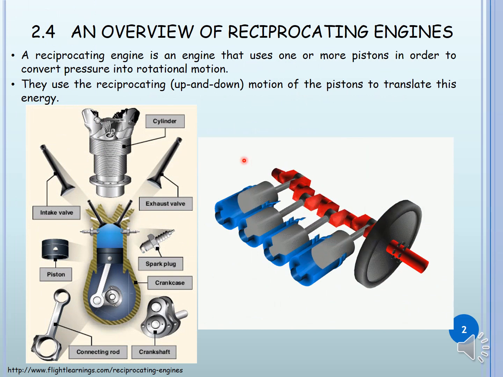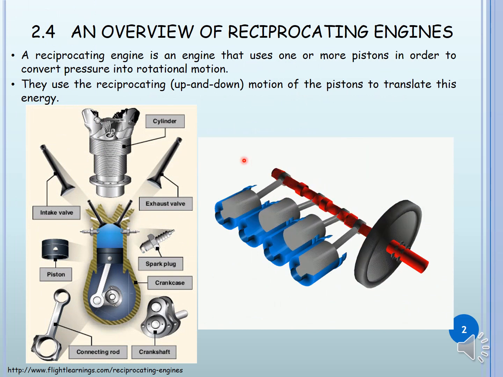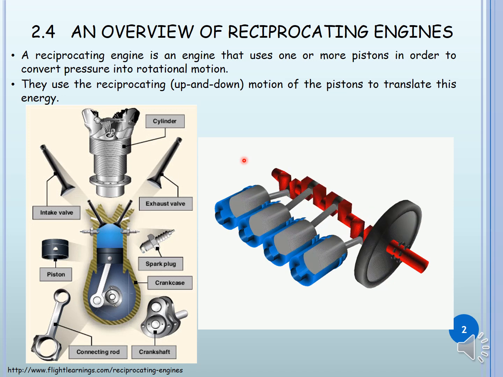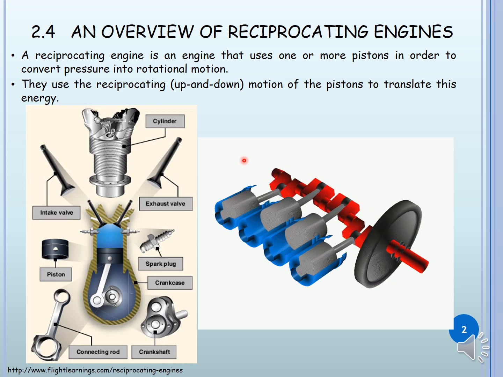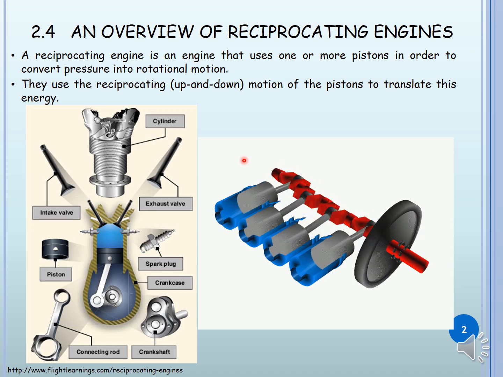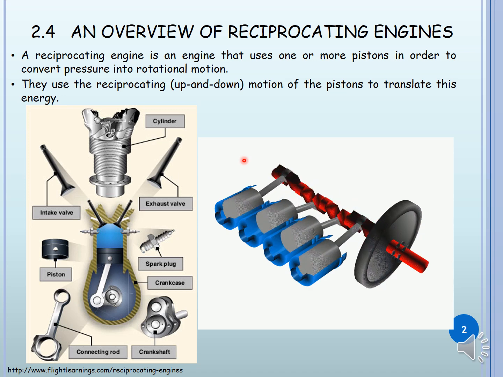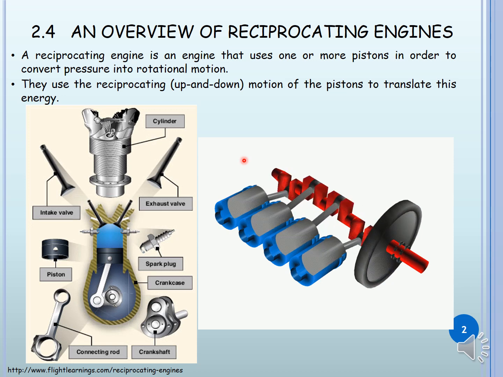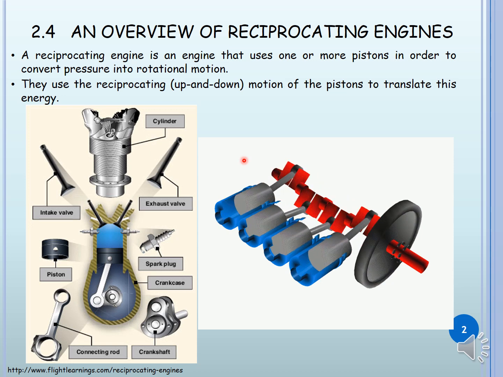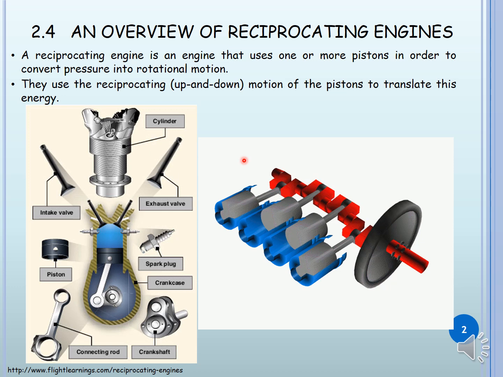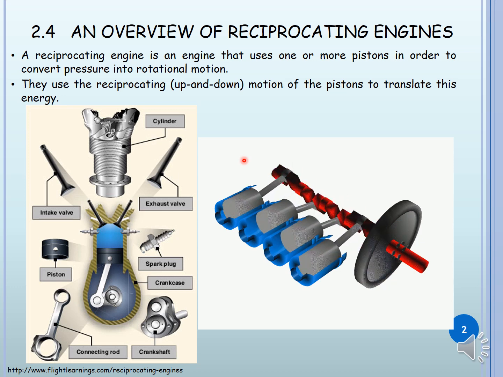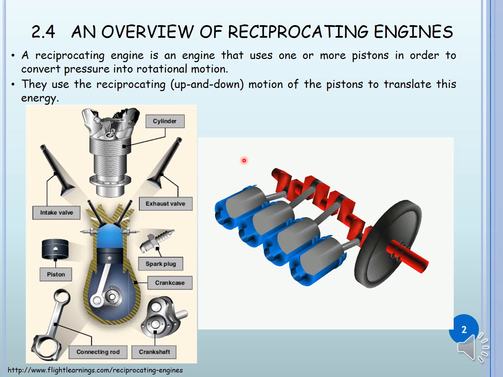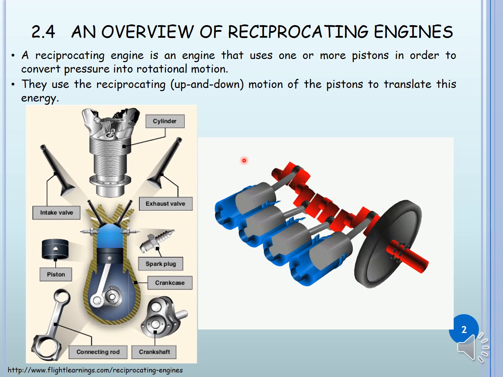Okay, this slide is for the last part, part 4 for our session. We will take a look at an overview of reciprocating engines. So actually, a reciprocating engine is an engine that uses one or more pistons in order to convert pressure into rotational motion. They use the reciprocating, which is up and down, up and down motion of the pistons to translate this energy.